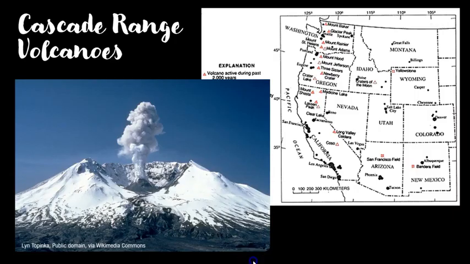The Cascade Range in the Pacific Northwest is an example of a continental volcanic arc. Mount St. Helens is probably the best known volcano of the Cascade Range. This photo was taken shortly after its famous 1980 eruption.